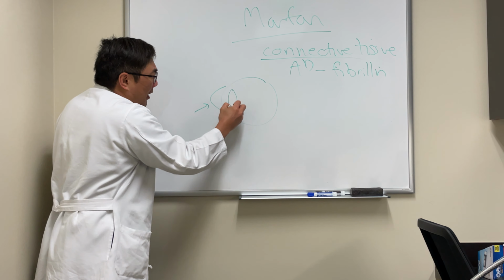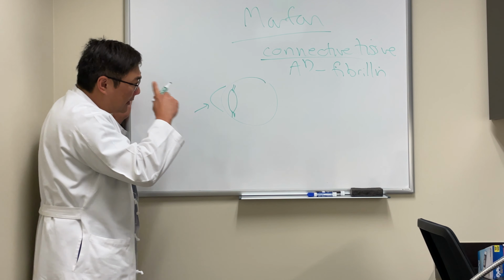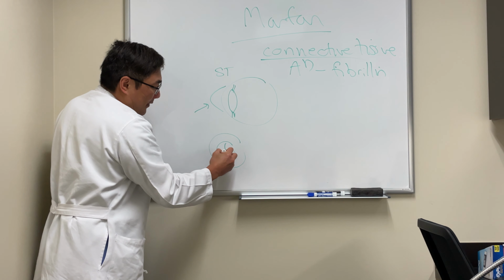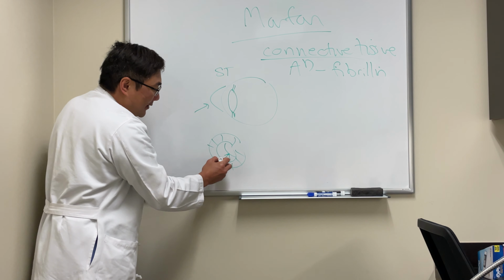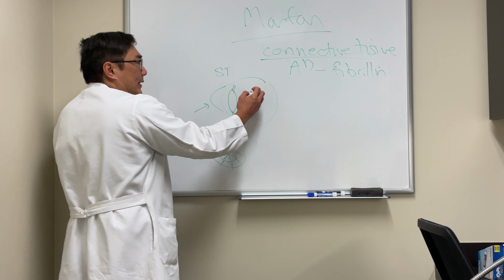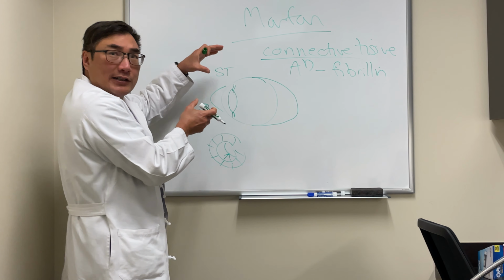The lens problem is because you get zonule that's not right, and so you can get superior temporal dislocation, so the lens will be dislocated superior temporally, and that's one of the causes of ectopia lentis, which is spontaneous and non-traumatic. And in the back of the eye, you're going to get axial myopia because the sclera is weak.